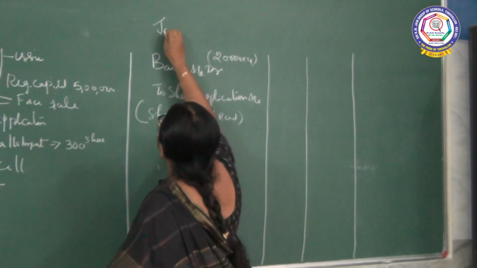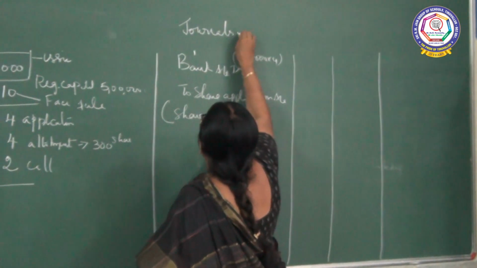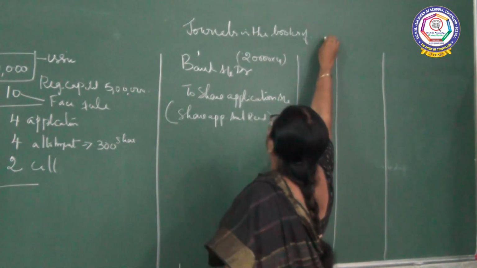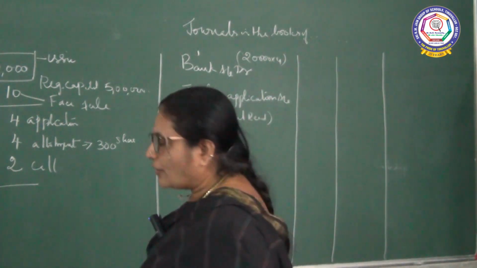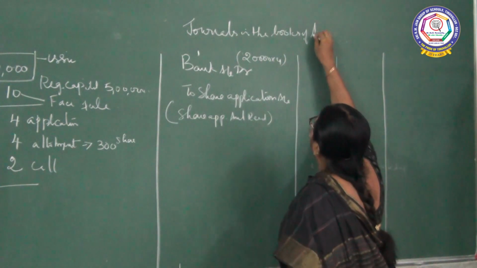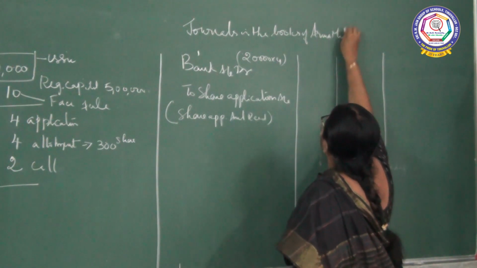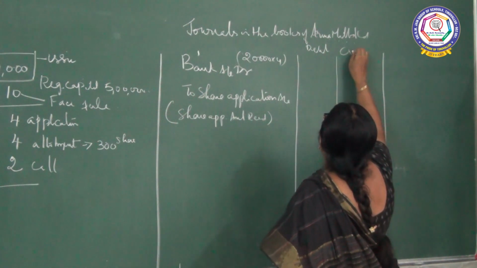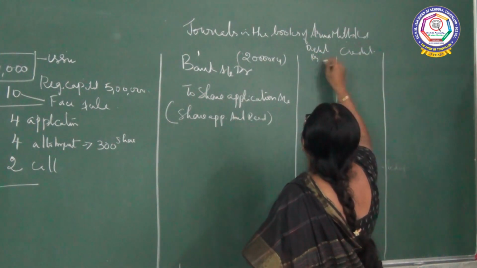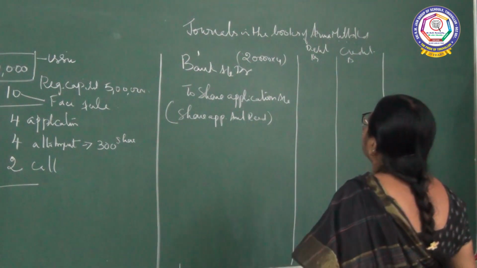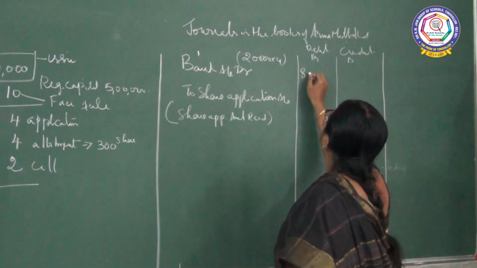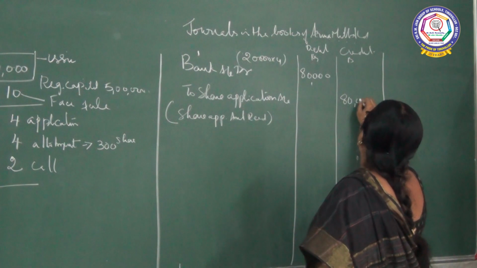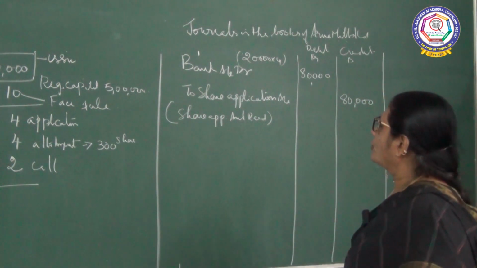So, journals in the books of whom? X. What is her name? Her name is Aruna. Aruna Mills Limited. Okay. Aruna Mills Limited. Debit and then credit. You have rupees, fine. So 20,000 into 4. So 4 2s are 8. 1, 2, 3, 4. 80,000. Okay, this much money has gone into your bank.